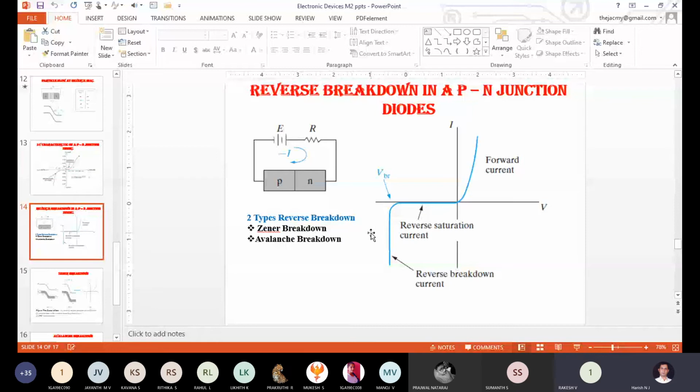Any idea about Zener breakdown and avalanche breakdown? Zener breakdown occurs because of a high electric field. When the electric field is applied across the PN junction, electrons will move. Because of that, Zener voltage will be created. Zener breakdown will be created.